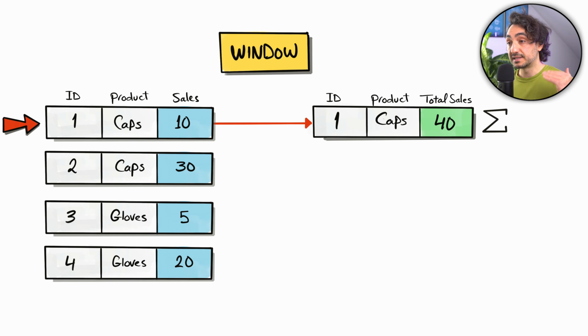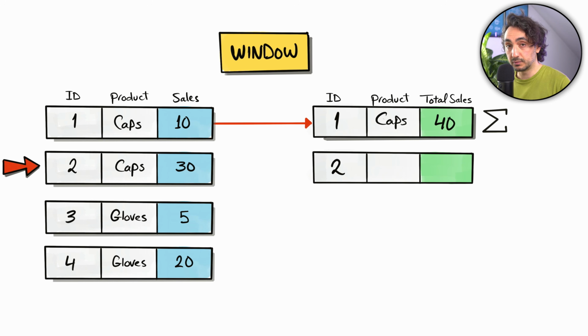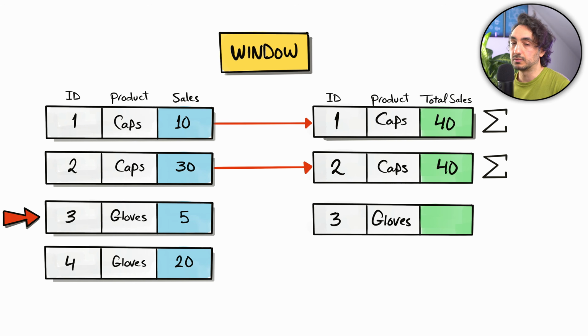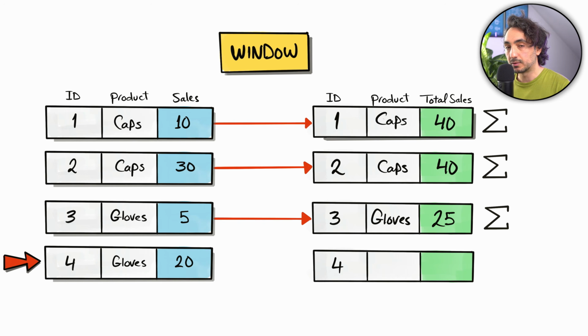Then it's gonna jump to the second row and process it as well. So in the output, we will get the order ID 2, the product caps, and we have the same aggregation since we are talking about the same product. So we will get 40. Then it's gonna go to the third order, and here we have the gloves. So in the output, again, we have the order ID 3, the product gloves, and the total sales this time is gonna be 5 plus 20, so we'll get 25. Then it goes to the last row, the order ID number 4. In the output, we're gonna get 4, gloves and 25.